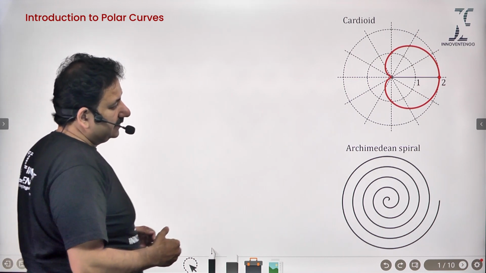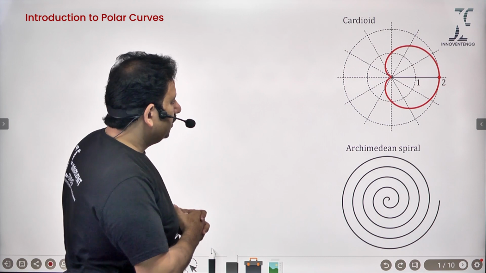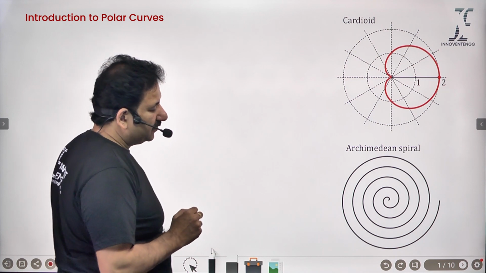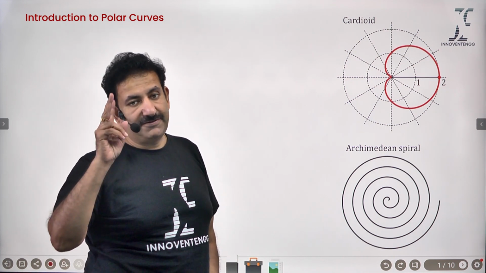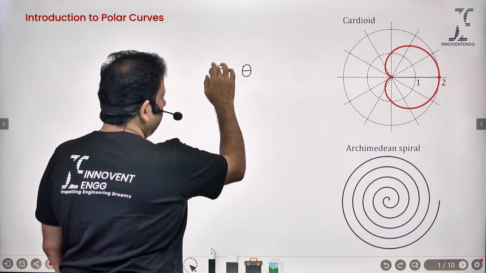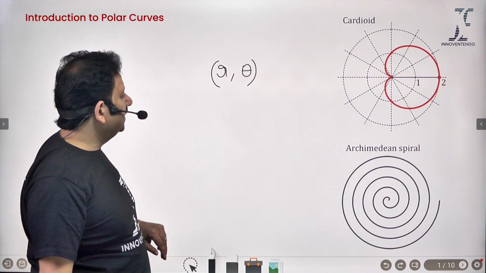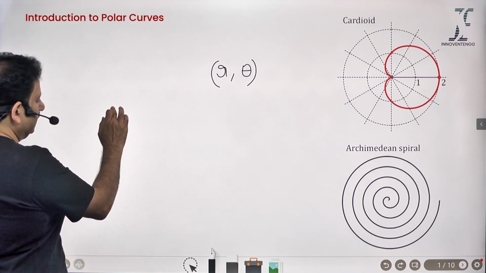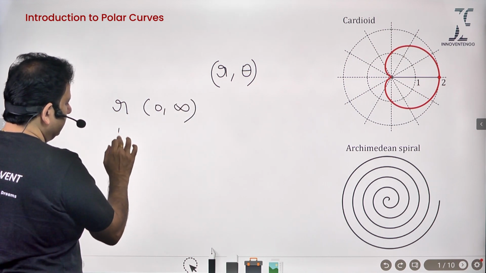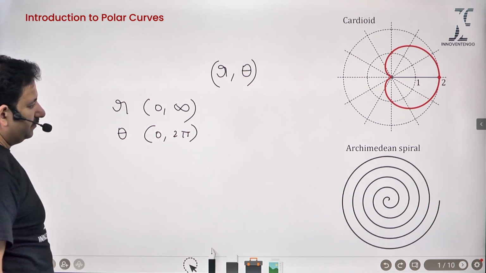Of course, as the discussion progresses, we will tell you how to convert from polar to Cartesian and Cartesian to polar. But to give you an idea how it is represented, in order to represent any curve in the polar form, we require two important coordinates. One is r, another is theta. Now r can vary from 0 to infinity and theta varies from 0 to 2 pi. This is to be borne in mind.